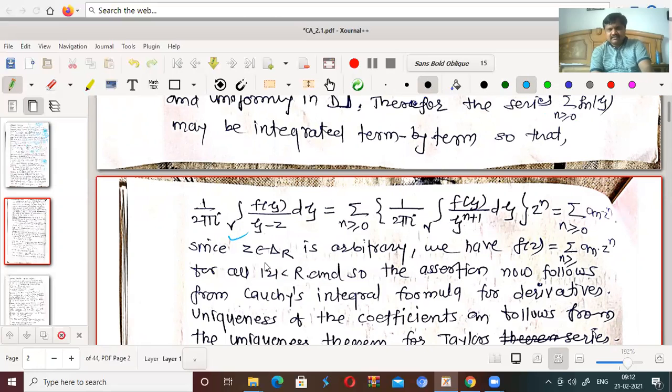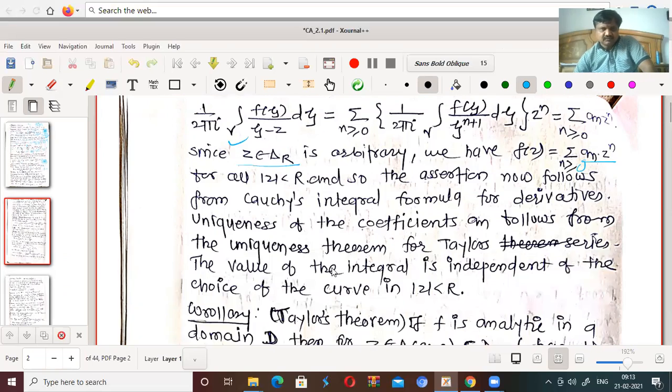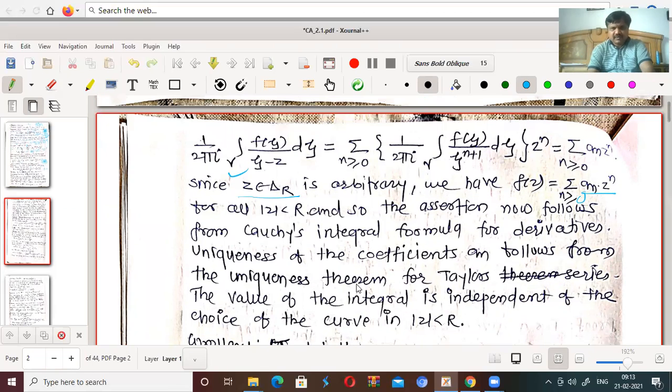Since z is in the disk having center at origin and radius capital R is arbitrary, we have f(z) equal to summation of a n z raised to n for all n greater than or equal to 0 and for all mod z less than R. So the assertion now follows from Cauchy's integral formula for derivatives. Uniqueness of coefficients a n follows from the uniqueness theorem for Taylor series. The value of the integral is independent of the choice of curve in mod z less than R.